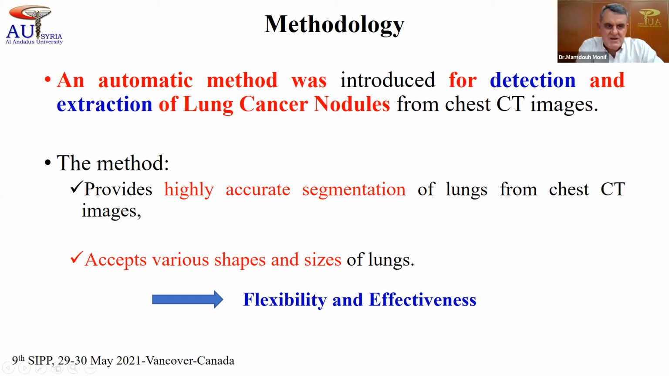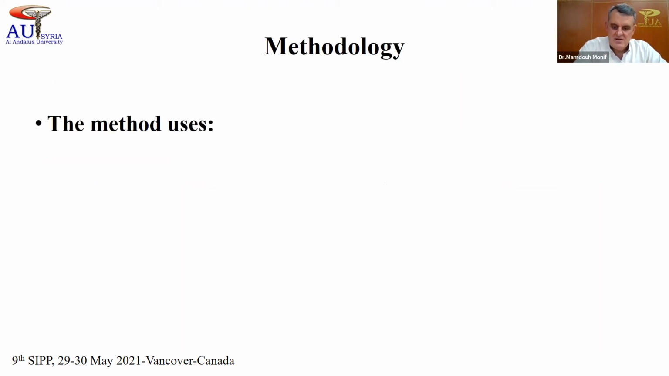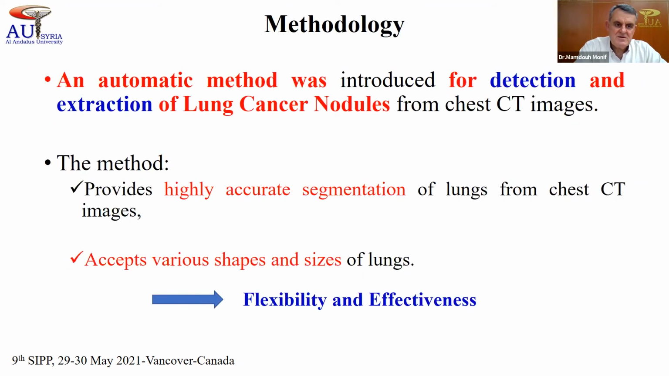In our research, an automatic method was introduced for detecting and extracting lung cancer nodules from chest CT images. The method provides highly accurate segmentation of lungs from chest CT images and accepts various shapes and sizes of lungs. That leads to more flexibility and effectiveness.